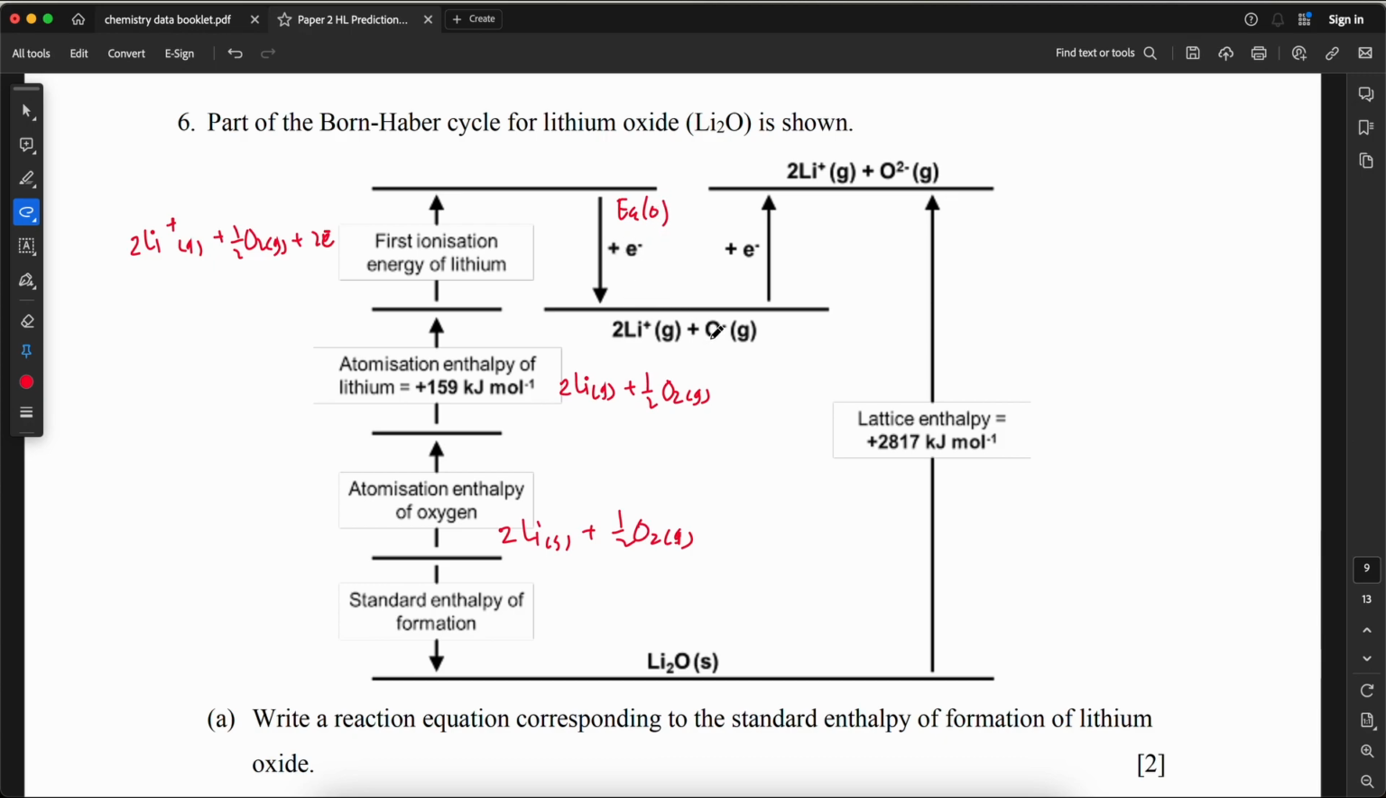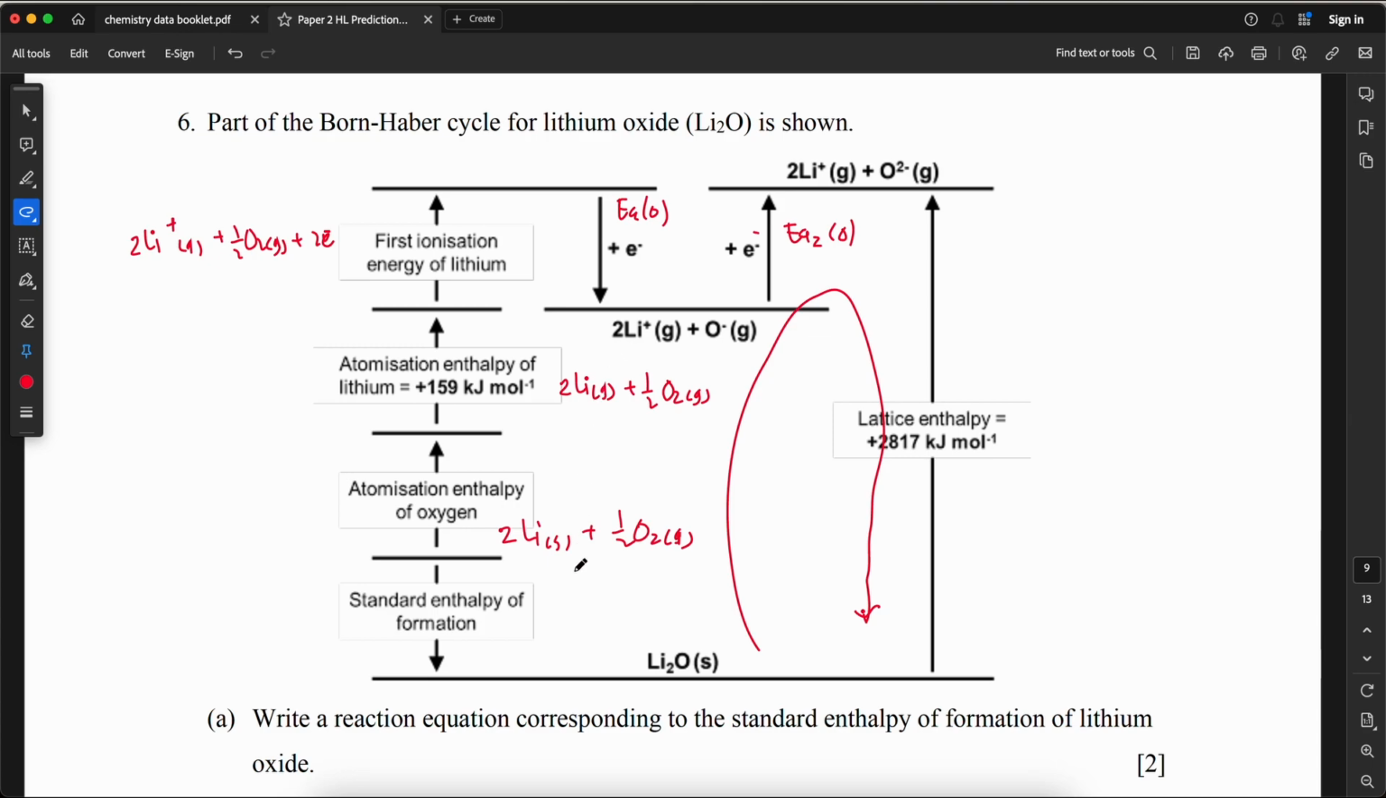And because oxygen gains 2 electrons, we've got the second electron affinity of oxygen. So plus electron here as well, but because it's already written here, I don't need to write plus electron here. And then this is the enthalpy of the direct route, and the indirect route will be like this. As you can see, the standard enthalpy of formation will be negative. This one will be positive because of the same direction. This one will be positive, this one will be positive as well, this one will be positive as well.